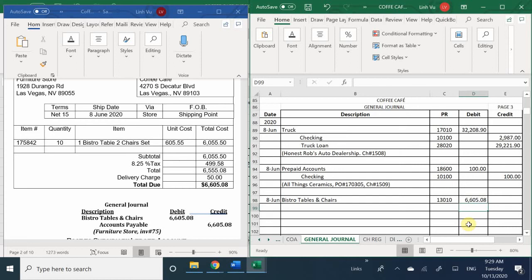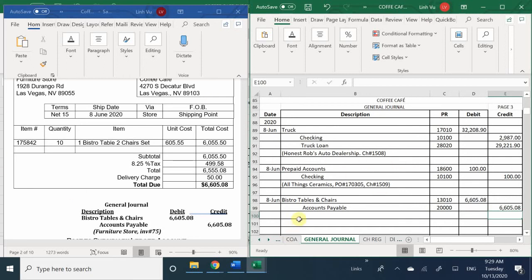Okay, 660508. And again, we placed it on accounts payable, right? We received a bill and we're not going to pay them yet. We're going to pay them later. So accounts payable is going to be there. Okay? And accounts payable should be 20000. And it's going to be for the exact amount because we didn't make any payments at all. So my accounts payable is going to be for the 6605.